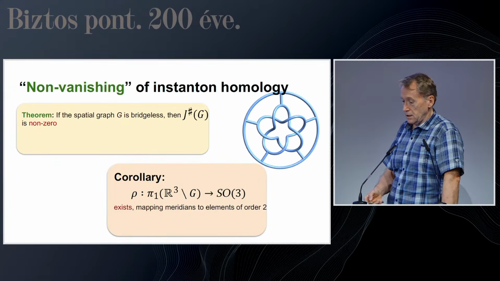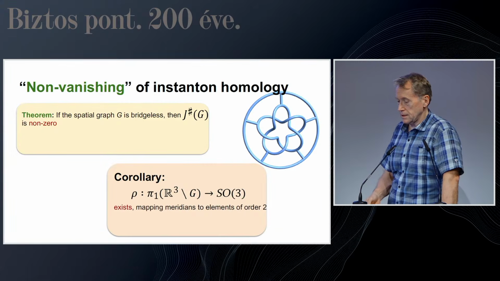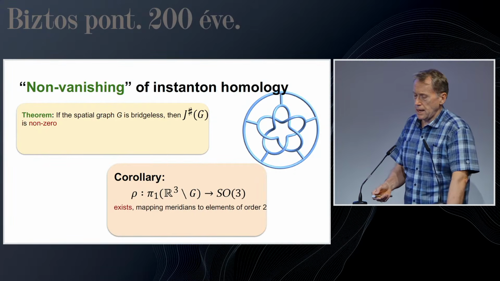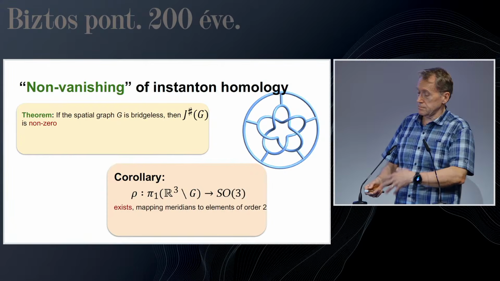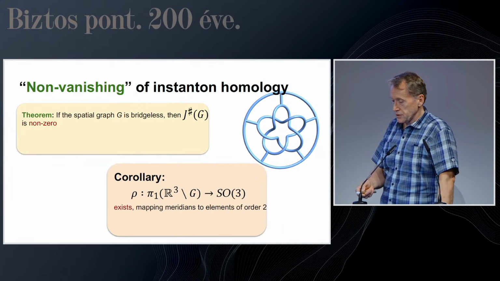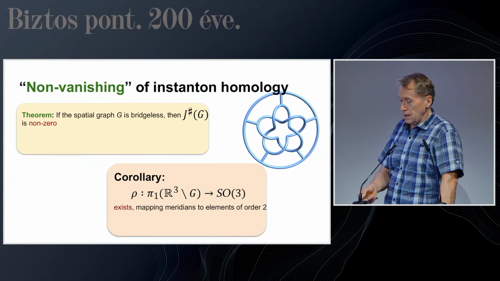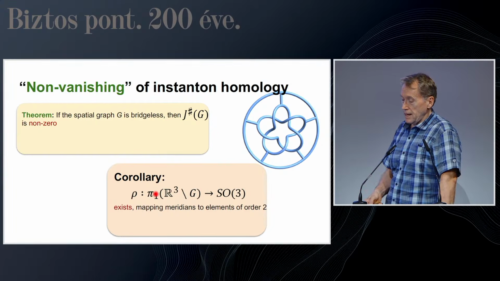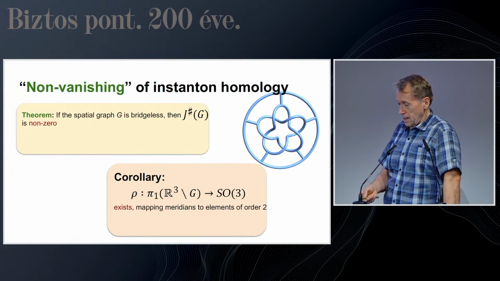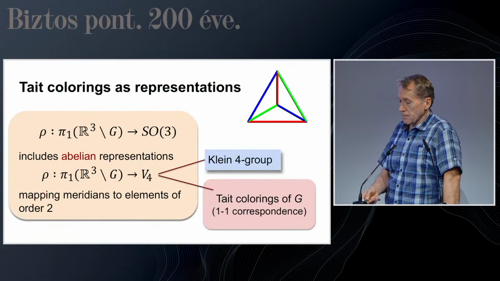So we proved that if it is spatially bridgeless, and that's an application, by the way, of the sutured instanton Floer homology story that Peter mentioned in his talk, then there are non-trivial representations of the fundamental group where the meridians map to elements of order 2.